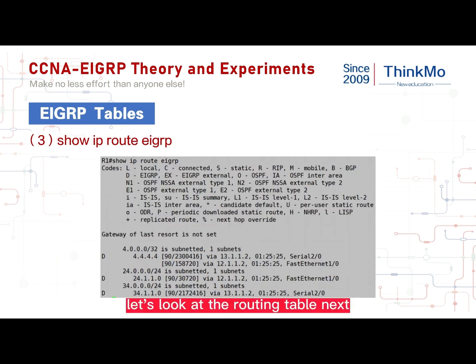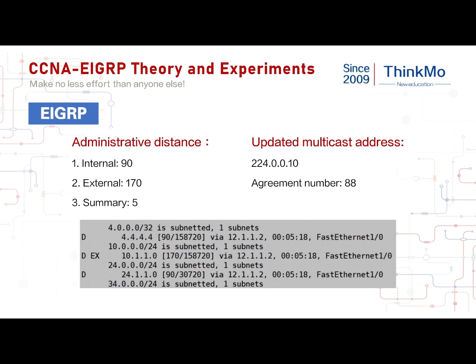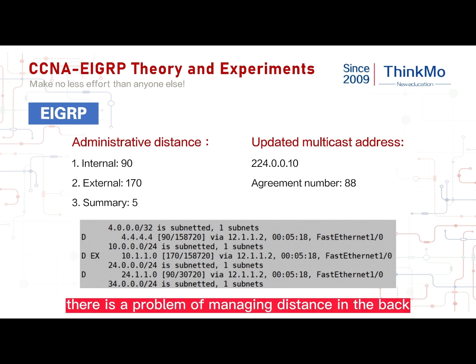Okay. Let's look at the routing table next. Here is a command: show ip route eigrp. Do you know what this means? When we check the routing table every day, it is show ip route. Now there is an extra eigrp in the back. Just look at the routes learned from EIGRP. If there is an extra OSPF behind, just view the routes learned from OSPF. EIGRP starts with D. So here we have a question: there is a problem of administrative distance in the back.